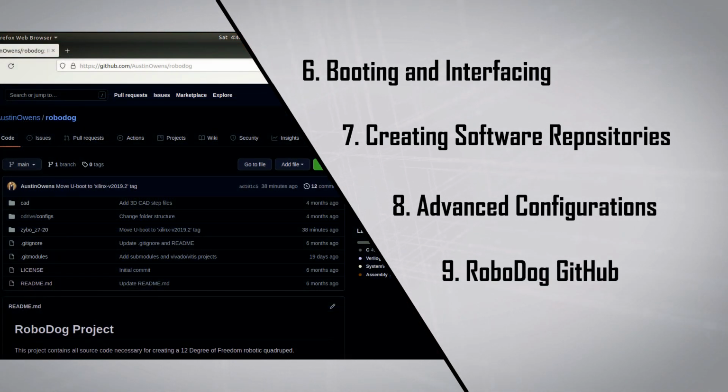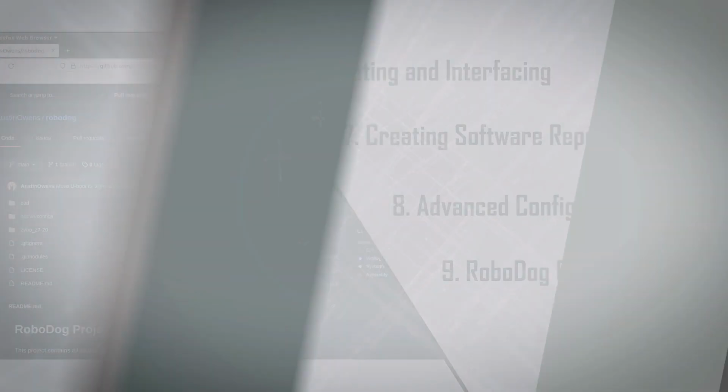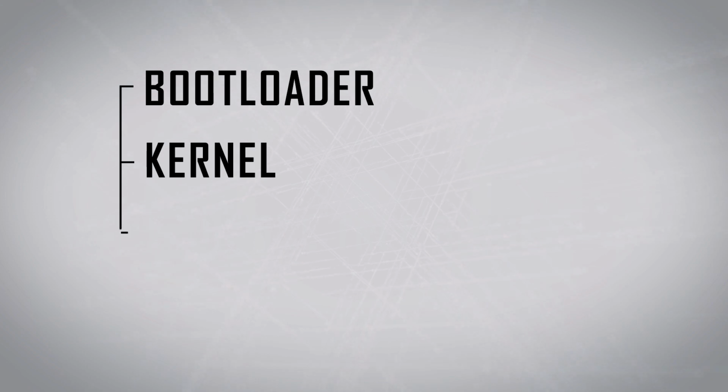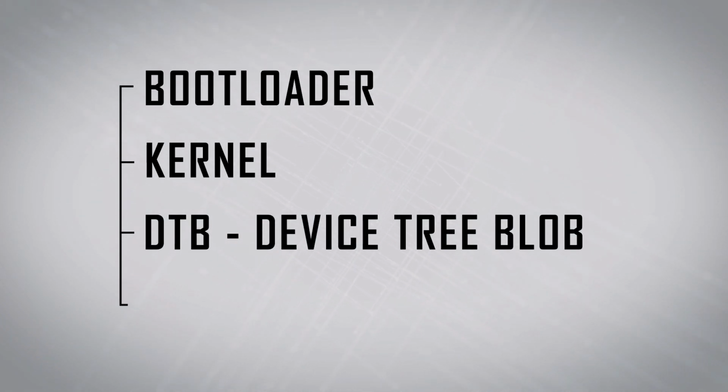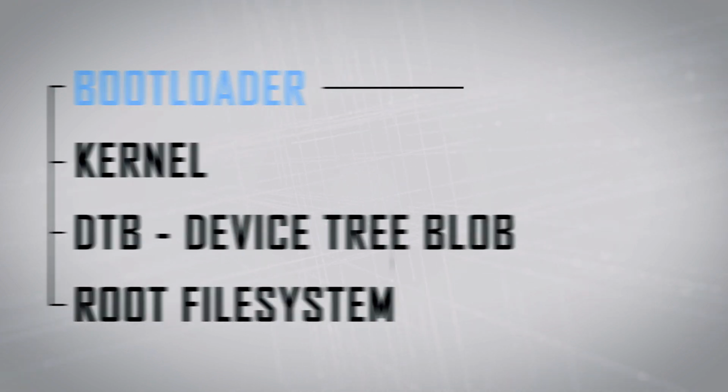So what's actually needed to get a processor up and running with an operating system? Well, you generally need a bootloader, a kernel, a DTB or device tree blob, and a root file system. Let's first start with the bootloader.